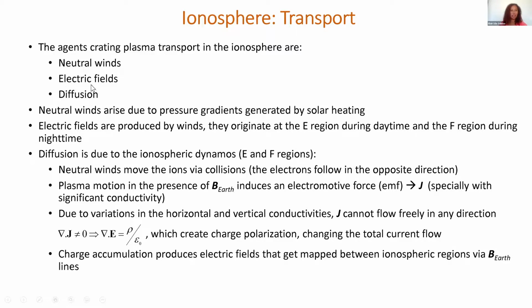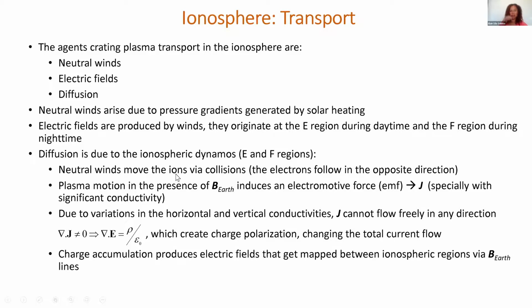The electric fields that are created and the diffusion processes that happen. So neutral winds arise due to pressure gradient generated by solar heating. That's the main driver. The electric fields are produced by the winds, and they originate in the E region during the daytime and the F region during nighttime. The diffusion processes happen due to the ionospheric dynamos. So these are complex movement structures that happen in the E and in the F region.